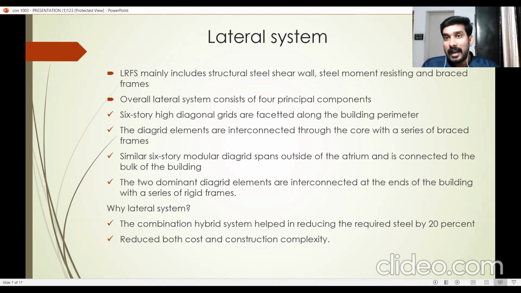So why is the lateral system introduced in the building? With respect to the perimeter diagrid system, the lateral system with limited interior bracing towers saves approximately 20% of the structural steel when compared to a conventional moment frame structure. That's the main advantage. That resulted in the reduction of construction complexity as well. So that's it, that's for my part.